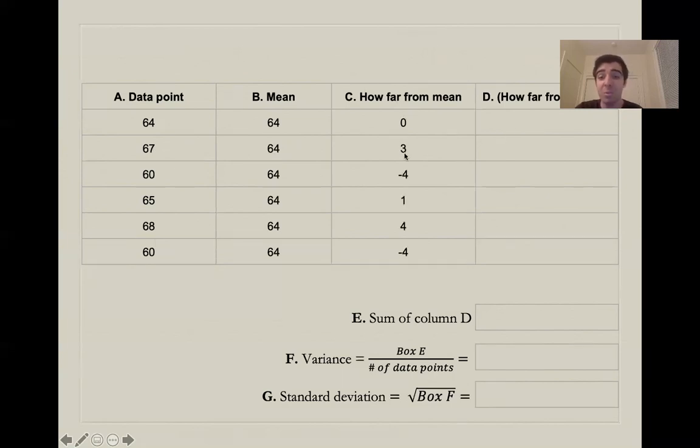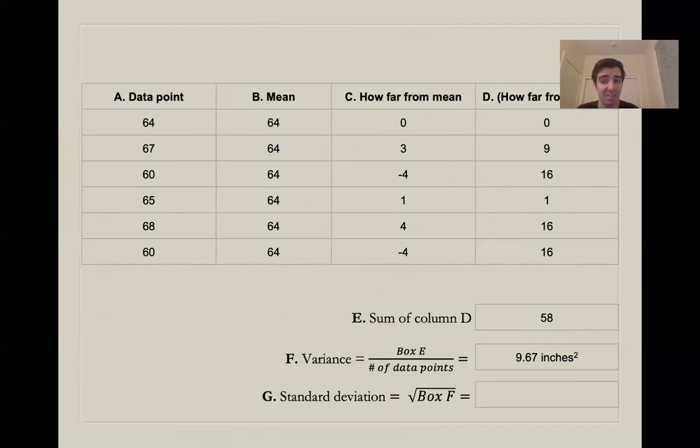Then, because we don't want the negatives to fight the positives, we're going to get rid of the negatives by squaring each of these. So 0 squared is 0, 3 squared is 9, negative 4 squared is 16, and so on. Next we want to sum these up. What's the total of all these squared distances? It should be 58. Then divide by the number of data points I had, so divide box E here by 6. That should get me 9.67 inches squared.